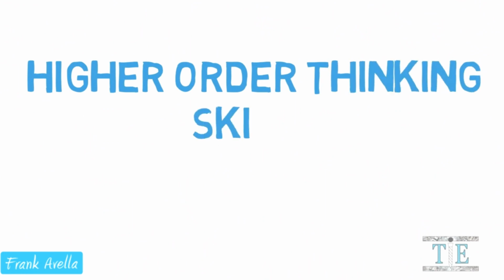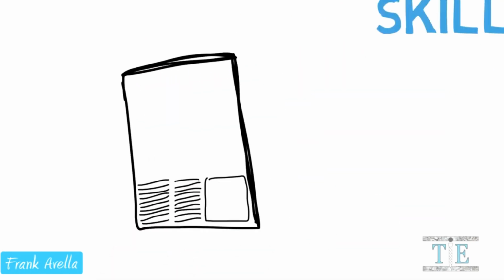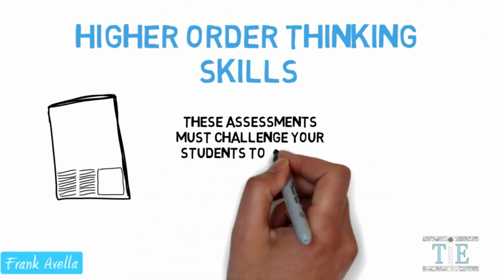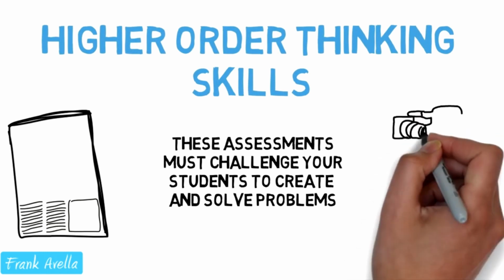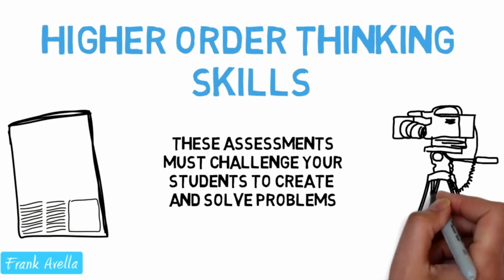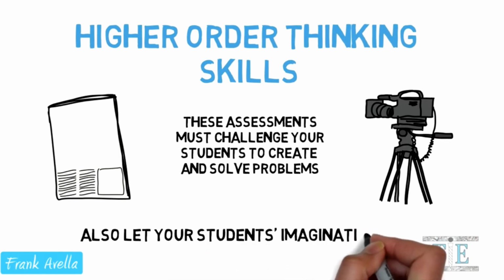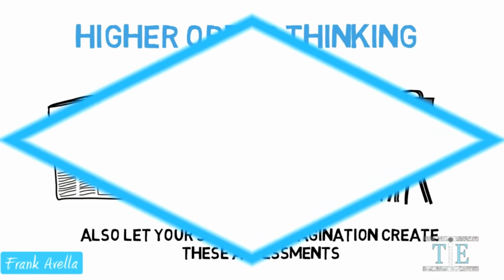Next, higher order thinking skills. Writing a column for a school paper requires students to evaluate and dissect information. Authentic assessments such as these challenge students to create and solve problems. So, having students create an anti-bullying commercial would require skills simply beyond recall. You may allow your students' imagination to create their own assessments.